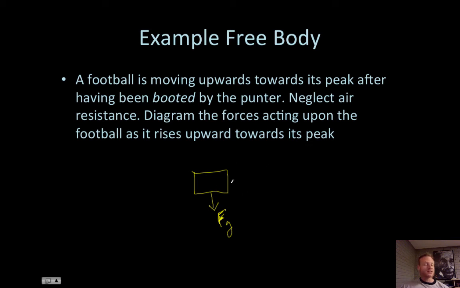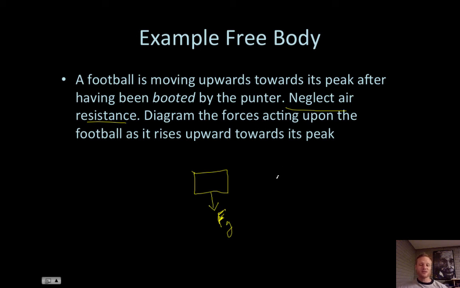Now, what is touching the football right now? Well, you may say air, but it does say neglect air resistance, so we don't have to worry about that one. That's good. Is anything else touching the football besides air right now? And the answer is actually no, there isn't, right? And so this is actually it. This is the only force acting upon the football: gravity.